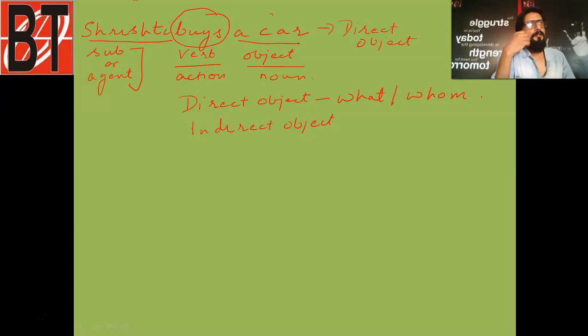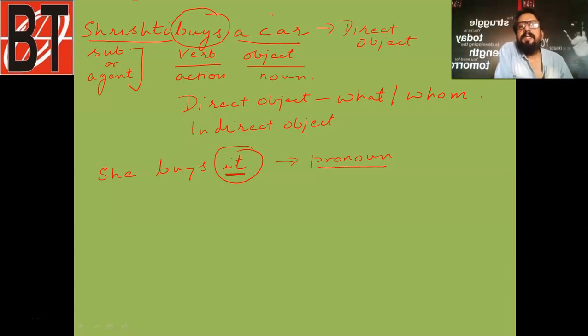But in French, to understand how to write the direct object, especially when you are writing the pronouns of the direct object, it is a bit tricky. Not tough, but a bit tricky. Let me change the names into pronouns. So Srishti, I will write she. She buys it. Now this it, what is this it? It in English is a pronoun used instead of a noun. Which noun? The noun is car. So when you are saying it, this it refers to a car.